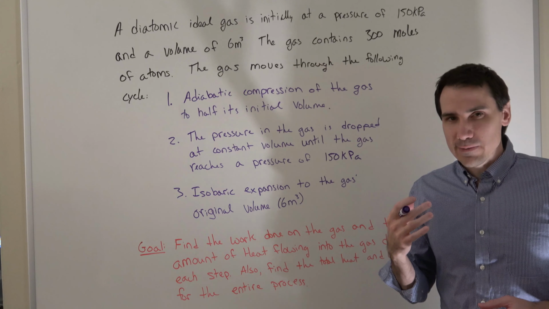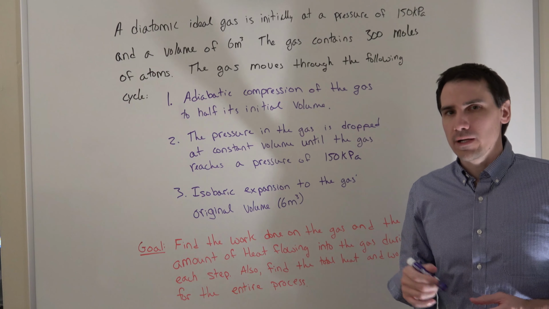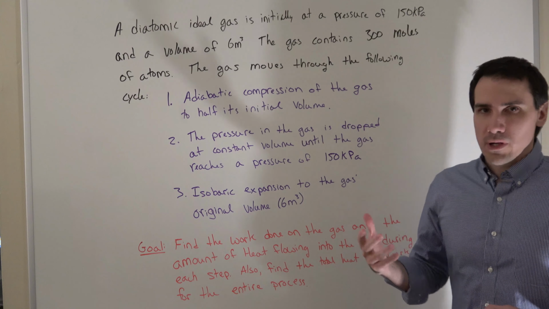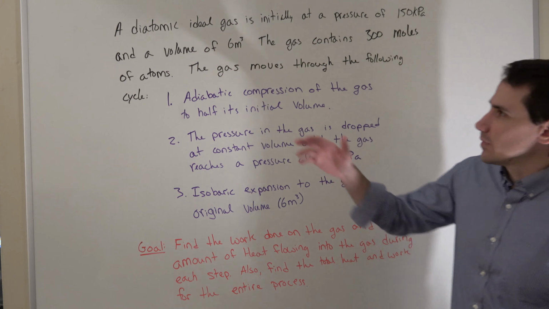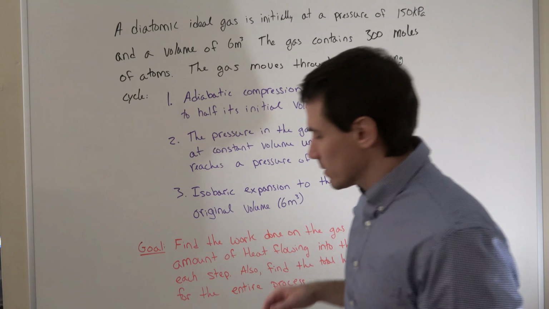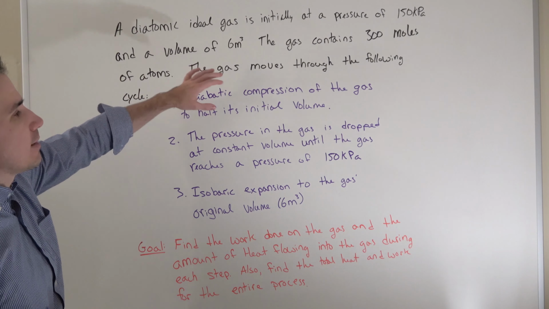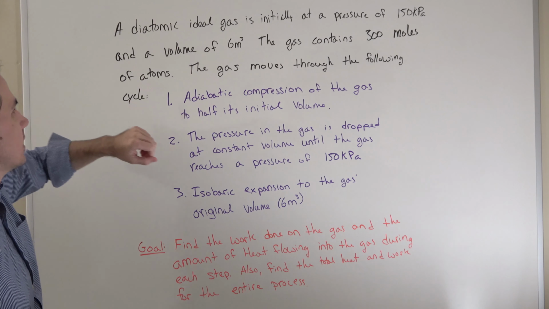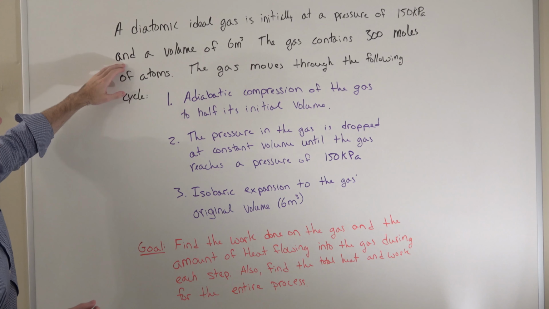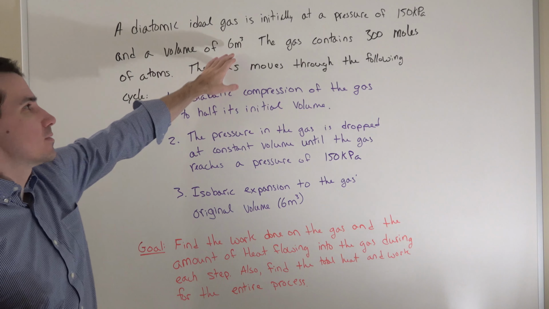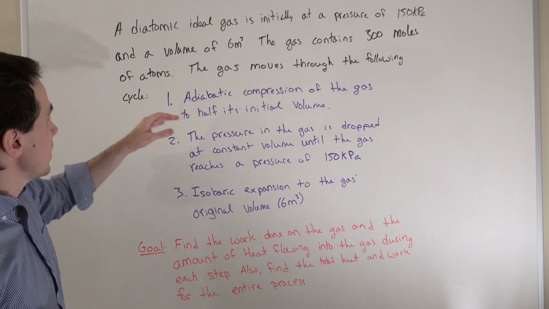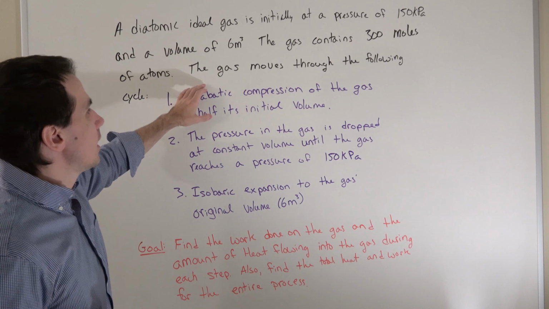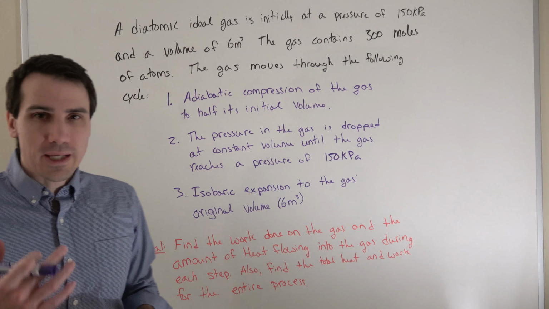Now let's look at a specific example of a cyclic process involving an ideal gas. The setup is that we have a diatomic ideal gas that is initially at a pressure of 150 kilopascals and a volume of 6 cubic meters. The gas contains 300 moles of atoms, and the gas moves through the following cycle.